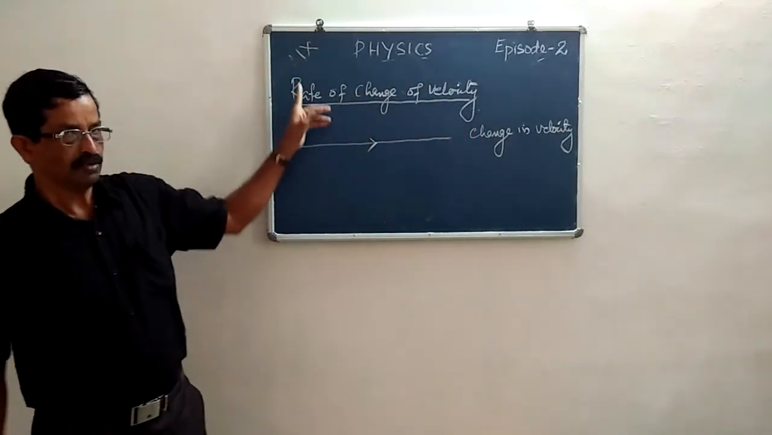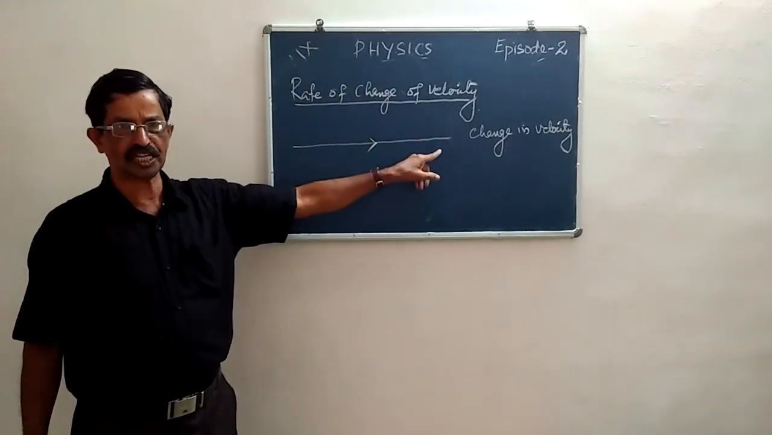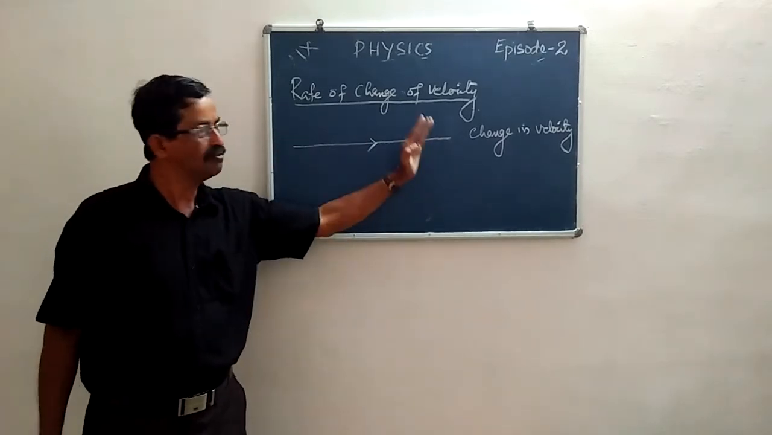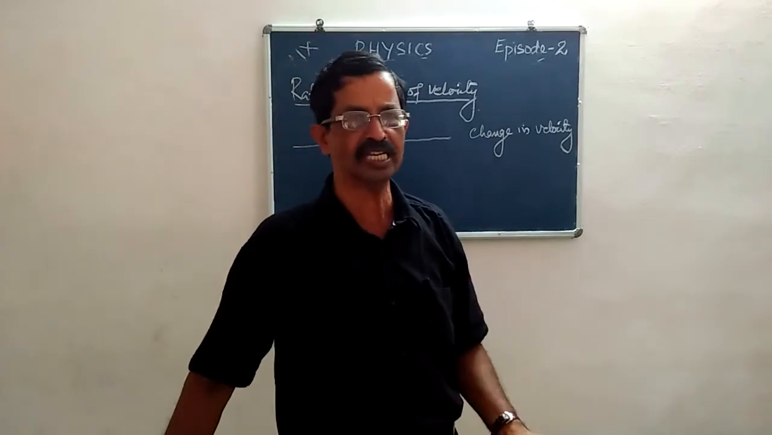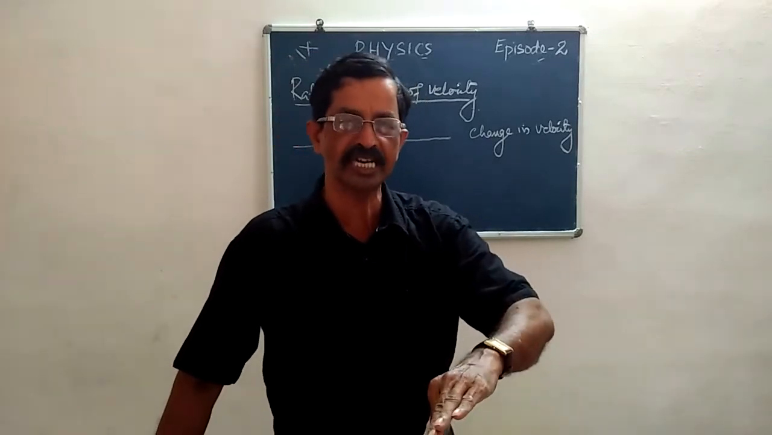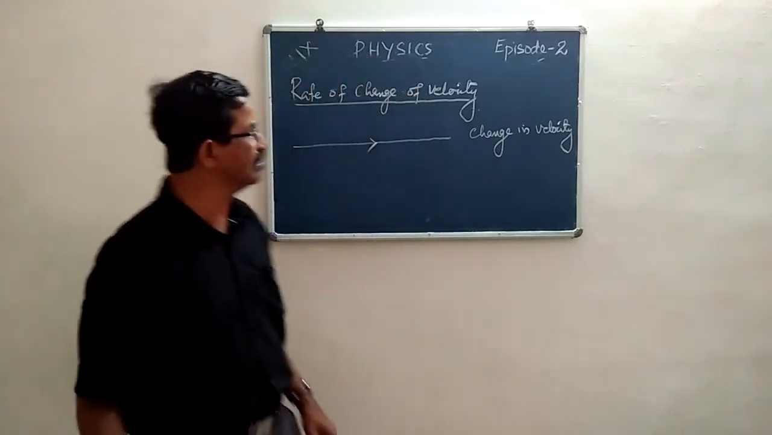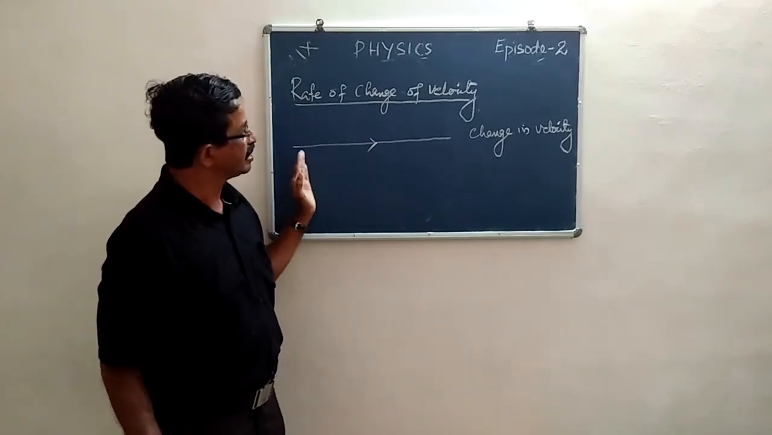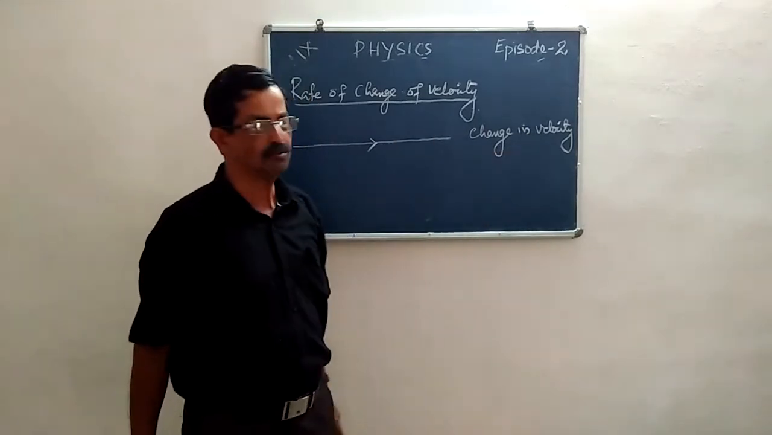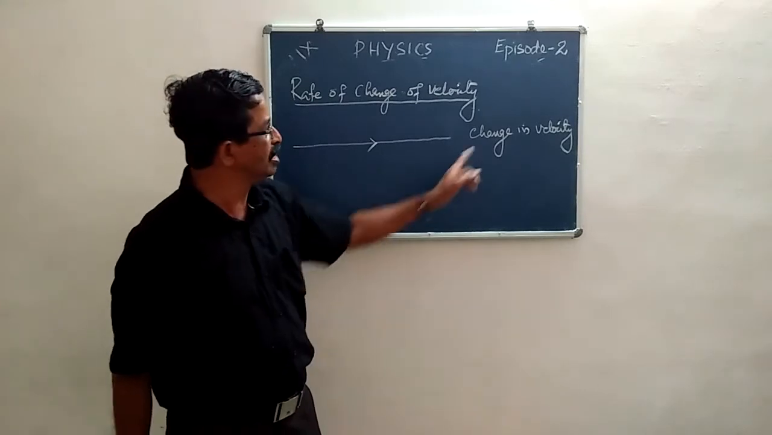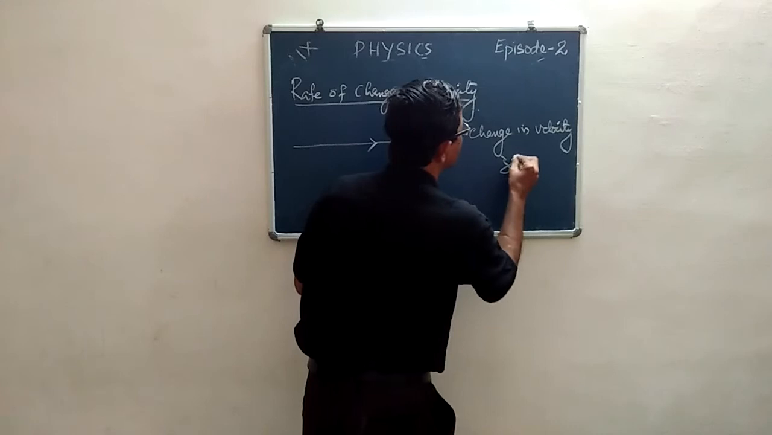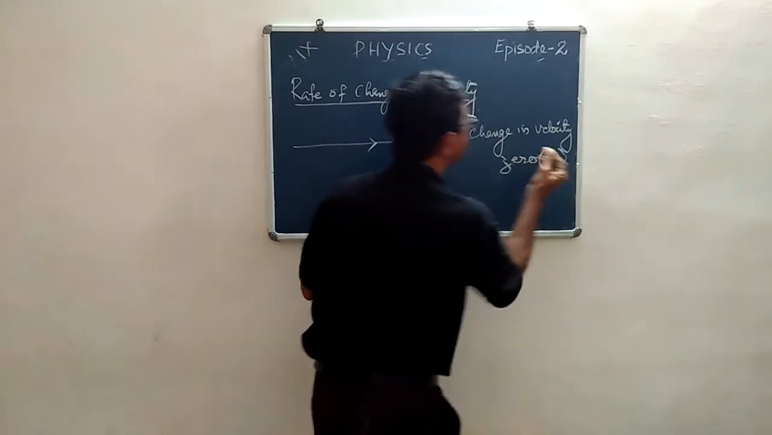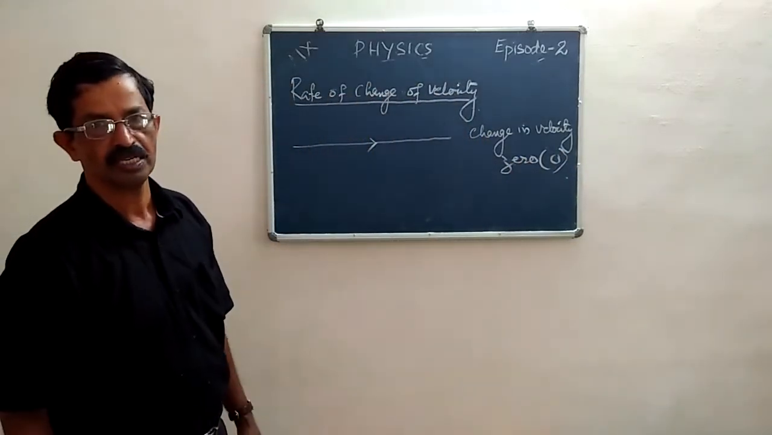See, when a body or an object moves along a straight line with a uniform velocity, that means its velocity is not increasing or decreasing, its velocity always remains the same. Then the change in velocity, how much will it be? Change in velocity in that case is 0.